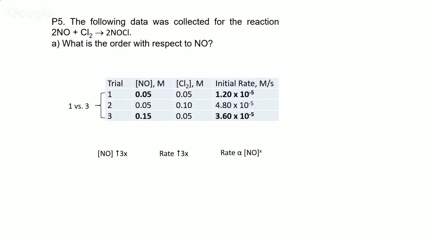So remember, the rate and the concentration are proportional to each other to some factor X, or order X. And in this case, if tripling the concentration triples the rate, then it must be first order with respect to this reactant, because whatever you do to the concentration, it's the same effect on the rate. So it looks like we're first order with respect to NO.